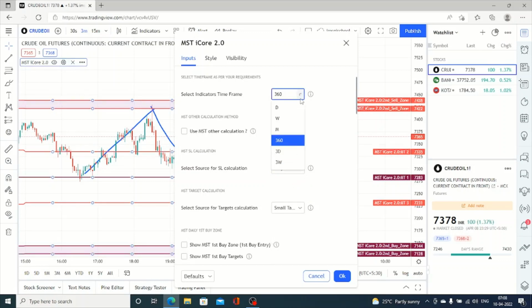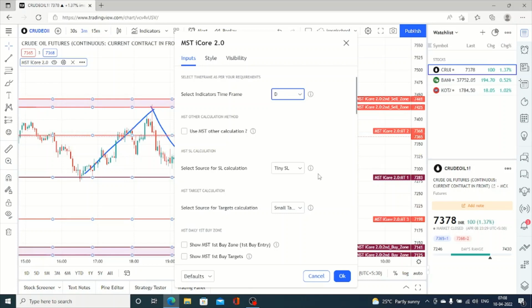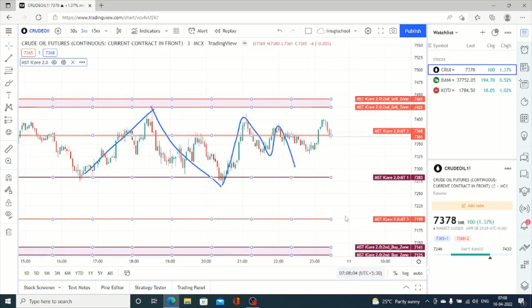And for MCX we have to keep day time frame. Don't forget. See in daily time frame, the sell entry was 7425 and the high made was 7430. Here you can see the high of the candle 7430. So it went only 5 points extra after our sell entry got activated.